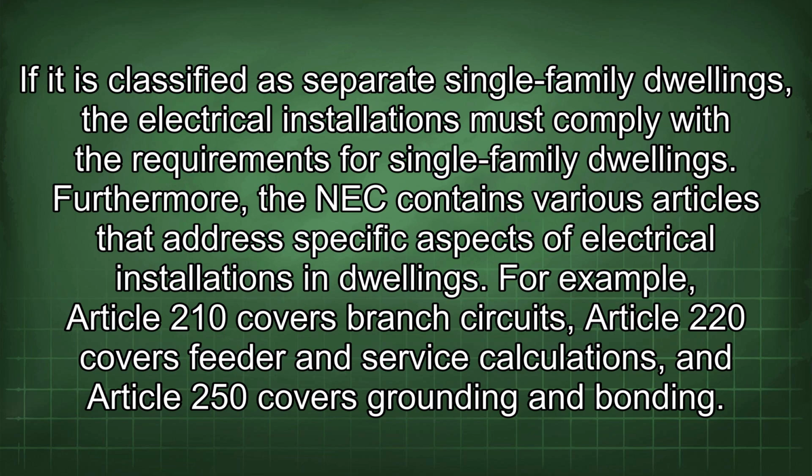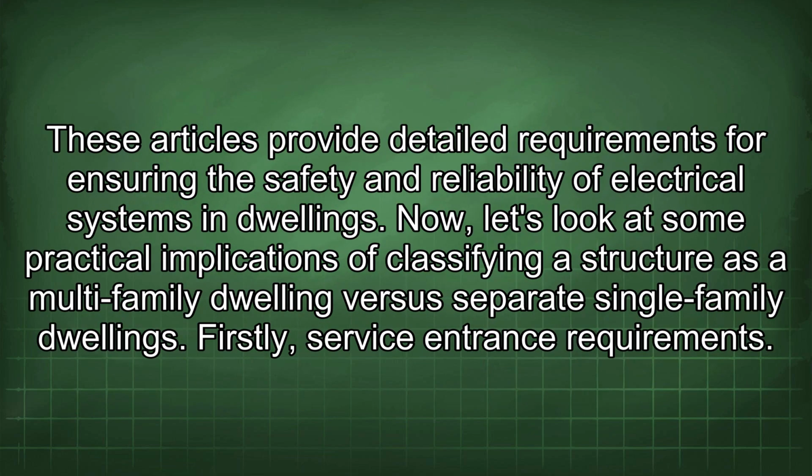For example, Article 210 covers branch circuits, Article 220 covers feeder and service calculations, and Article 250 covers grounding and bonding. These articles provide detailed requirements for ensuring the safety and reliability of electrical systems in dwellings. Now, let's look at some practical implications of classifying a structure as a multifamily dwelling versus separate single-family dwellings.